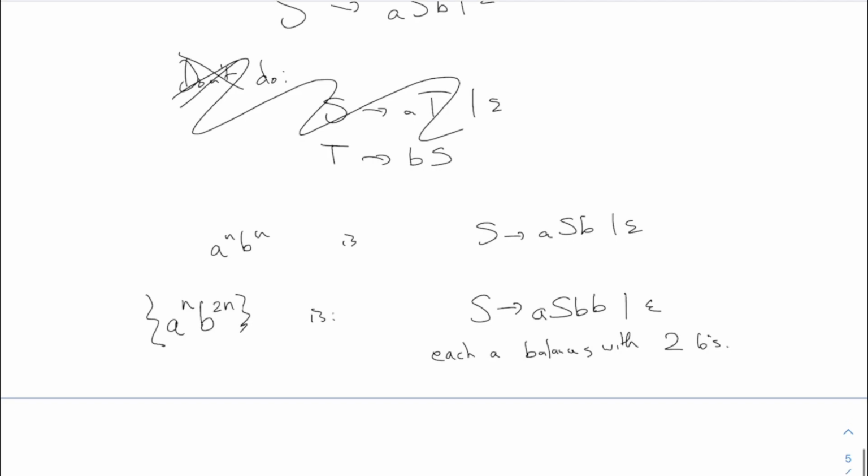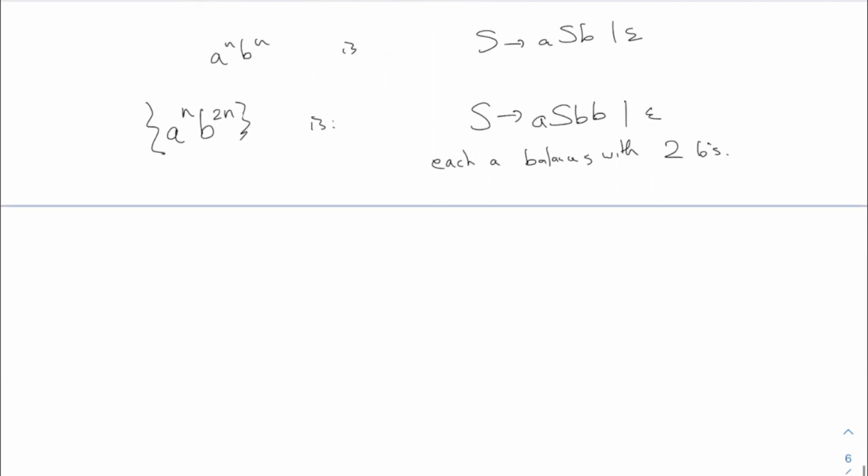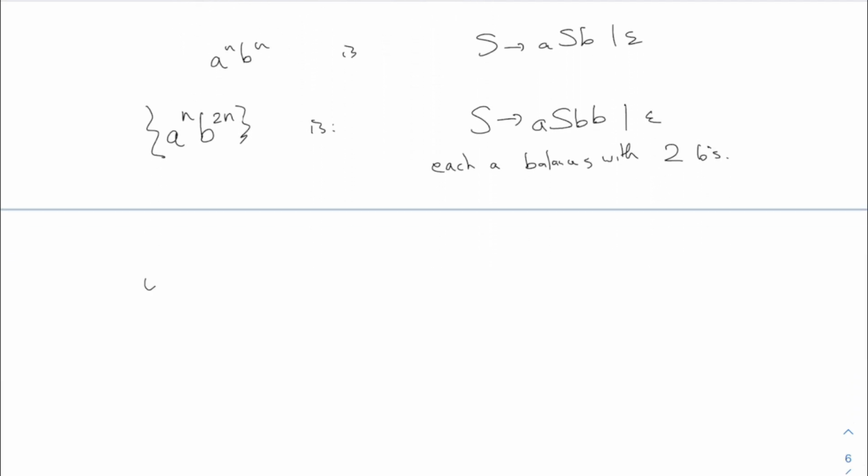Let's try, I've got 2 more simple variations of increasing complexity, I suppose. A to the N, B to the N plus 1. So again, when I look at this, I see sort of matching ends up there. So that means there is some kind of balancing going on here, although it's different from before. A to the N, B to the N plus 1.